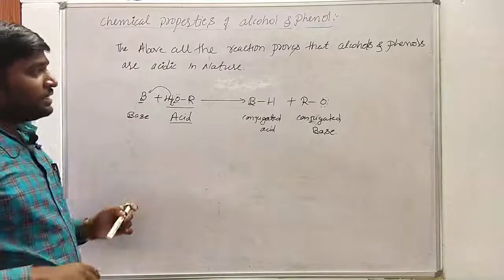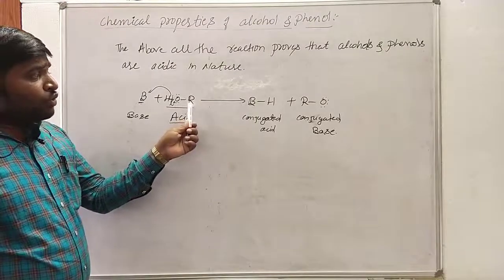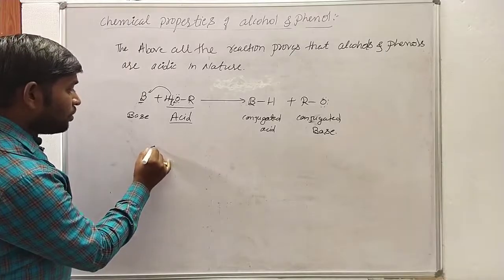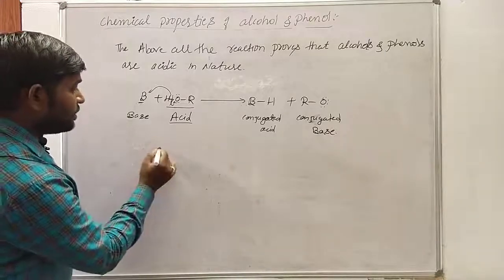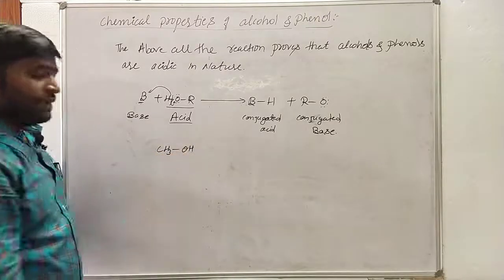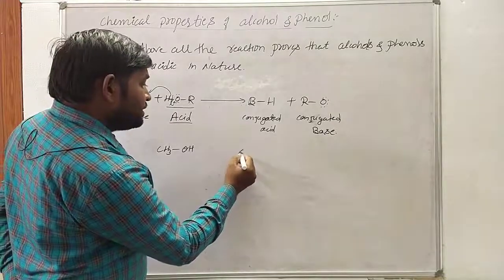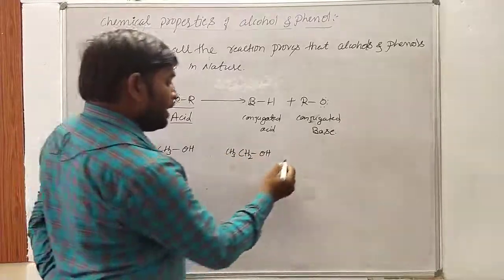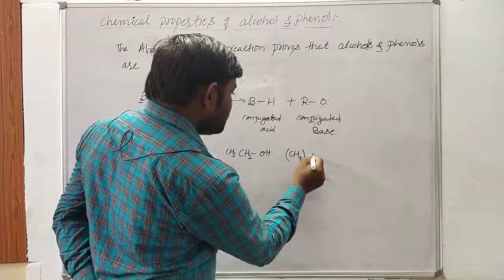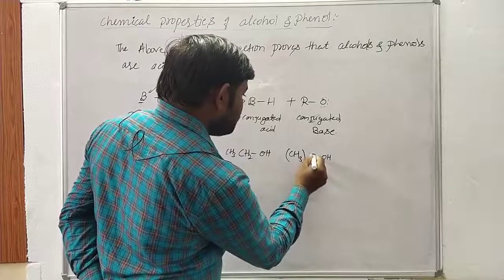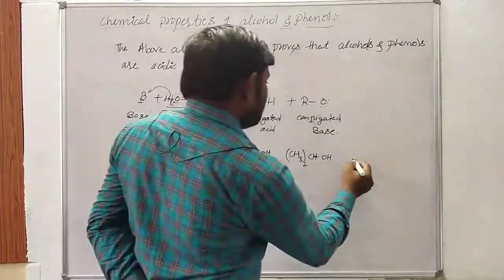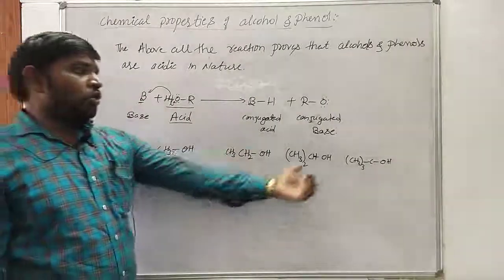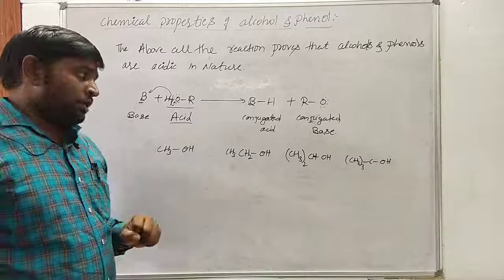Next, let us consider what happens when the alkyl group goes on increasing. For example, if we consider CH3OH, this is methanol, and this is CH3CH2OH, and (CH3)2CHOH, and (CH3)3COH. Among all these alcohols, which is more acidic in nature, and which is less acidic in nature?